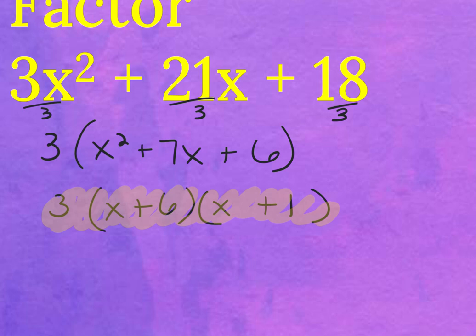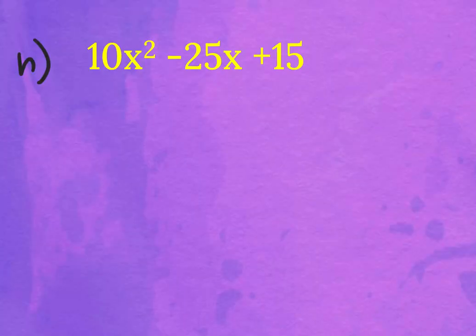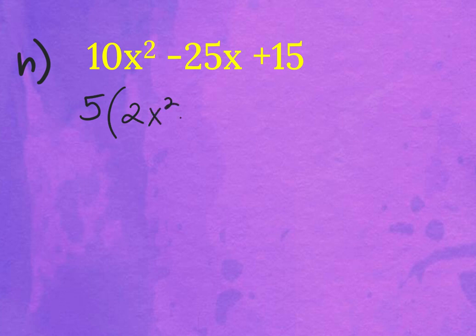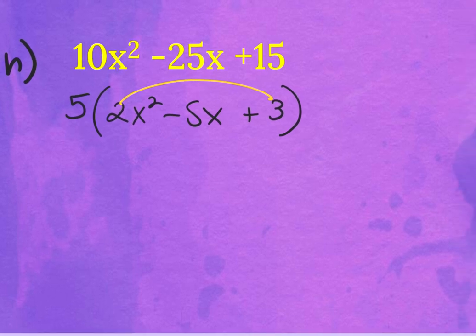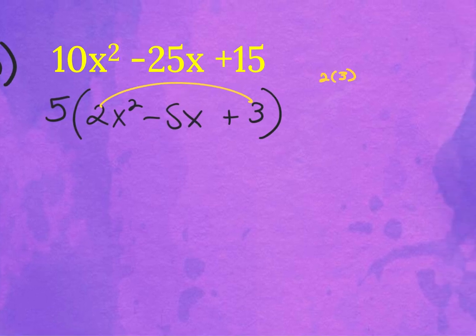That was pretty easy. Still good? Okay. H, what can you do first? Take out a 5. Take out a 5. And I get 2x squared minus 5x plus 3. Back to 3 terms. They're not perfect squares, so this goes first times last or trial and error. So 2 times 3 is 6.